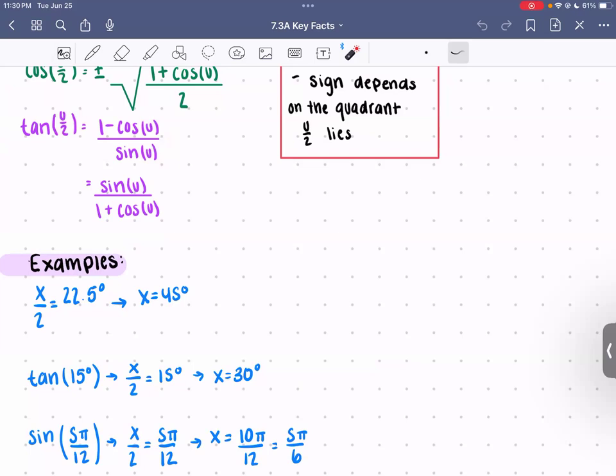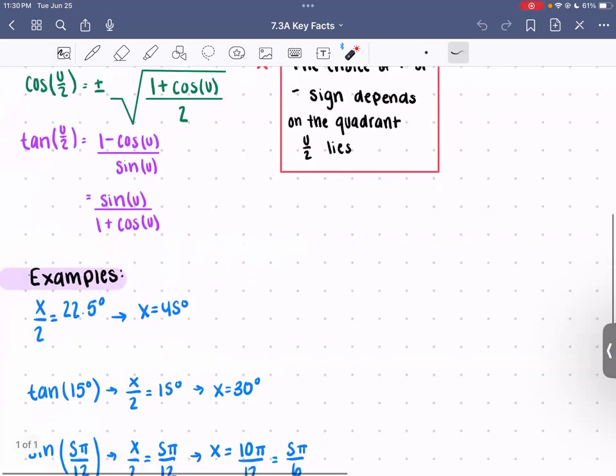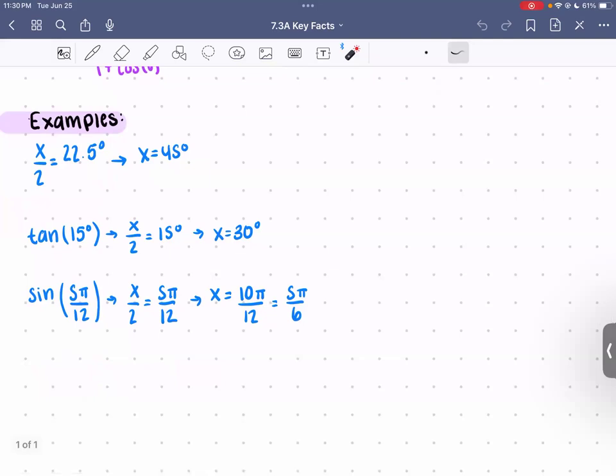So let's say they gave you tangent of 15, told you to use half angles. So that is telling you that your half angle is 15 degrees. To figure out what angle you actually need to use in your equation, just multiply 2 on either side, and you get x is equal to 30 degrees.